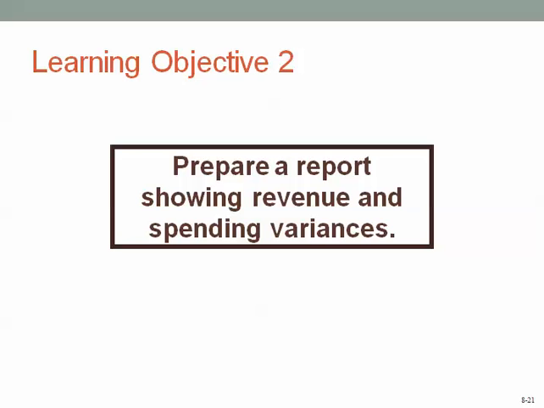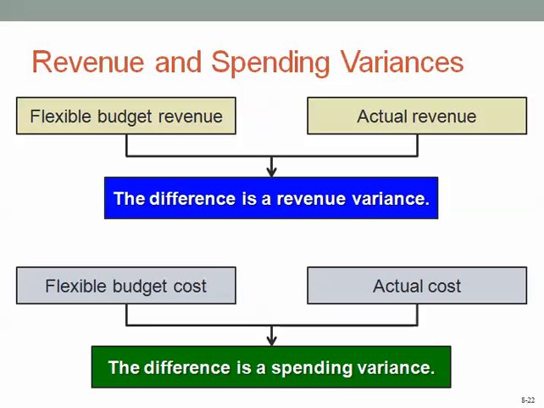Learning objective number 2 is to prepare a report showing revenue and spending variances. A revenue variance is the difference between what the total revenue should have been, given our actual level of activity for the period, and our actual total revenue.